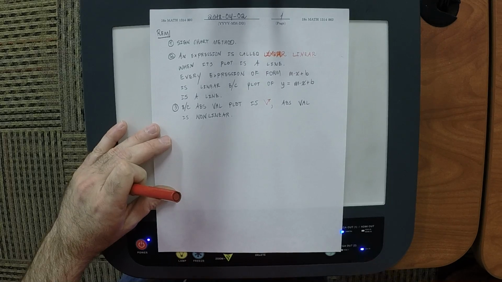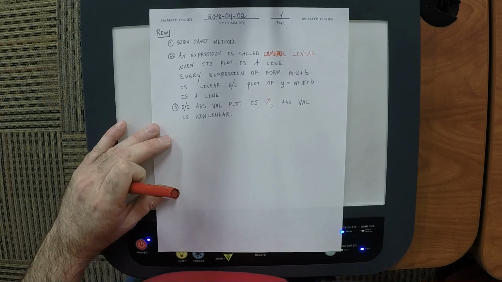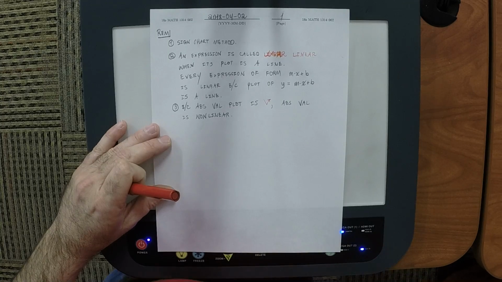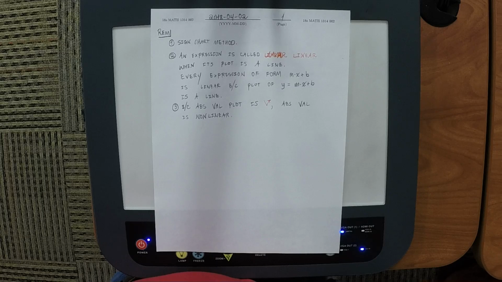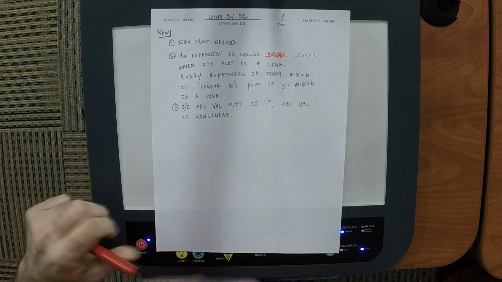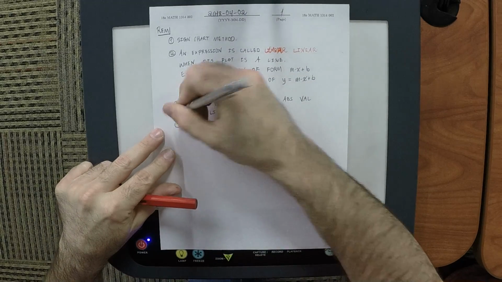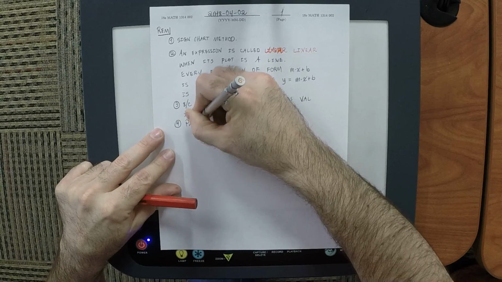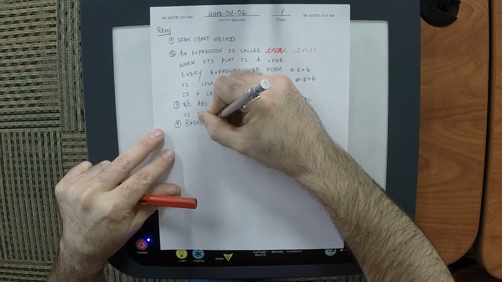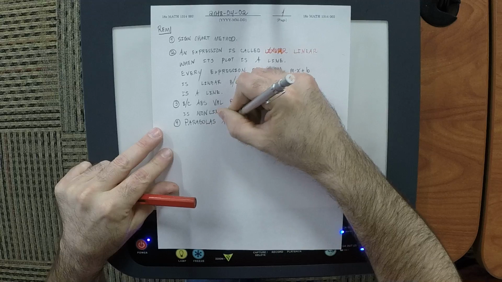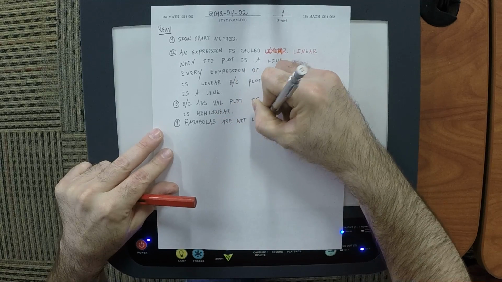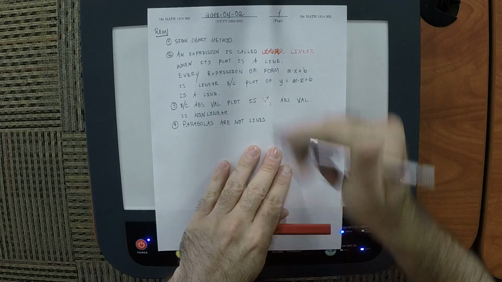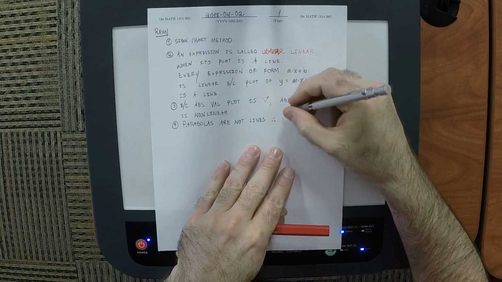Well, another example of a named shape that we know is parabola, right? So is a parabola a line? It isn't. Parabolas are not lines. And therefore, quadratics are not linear.